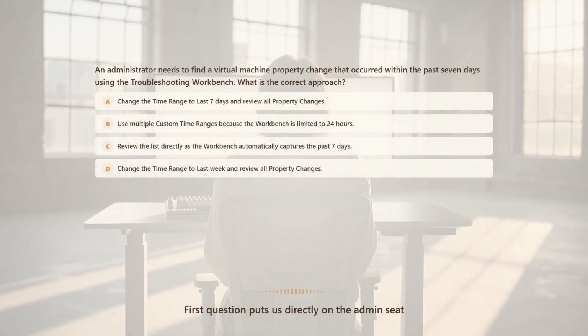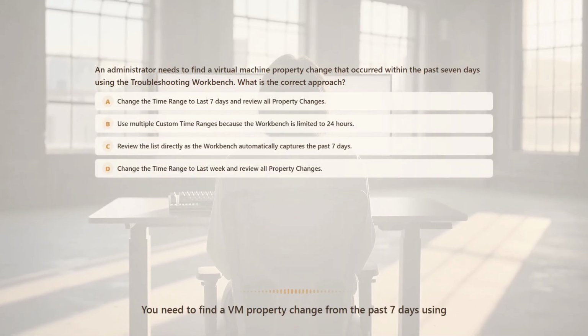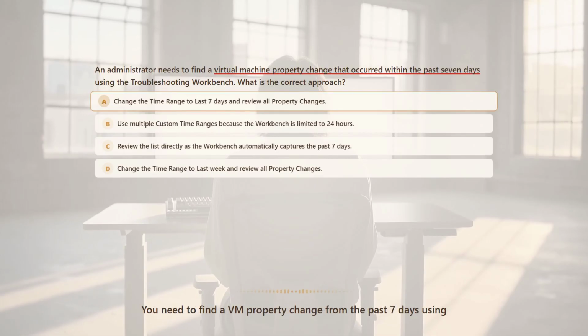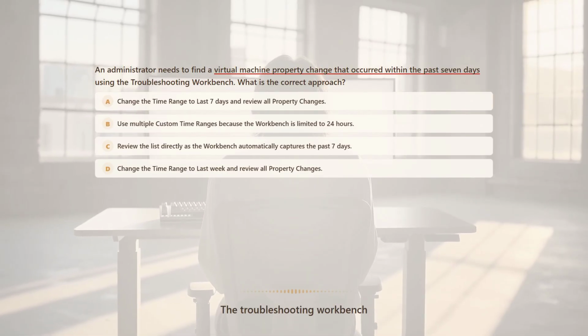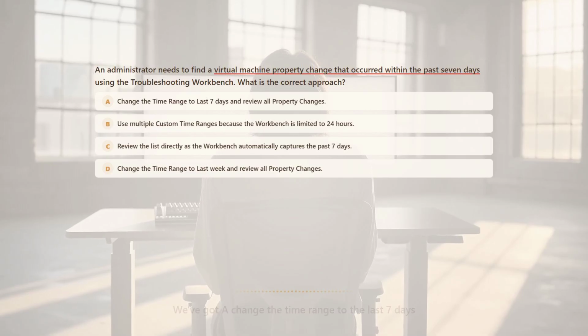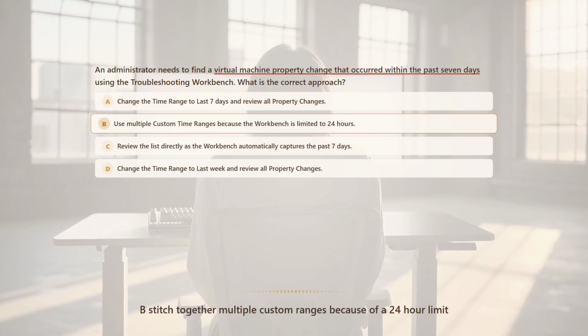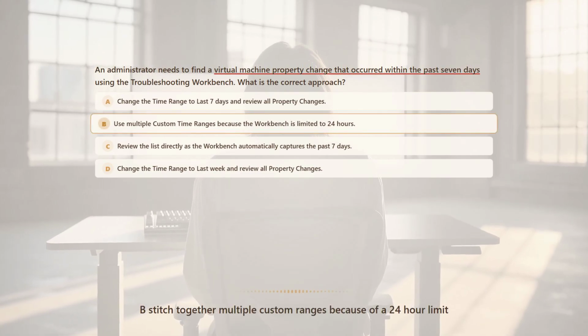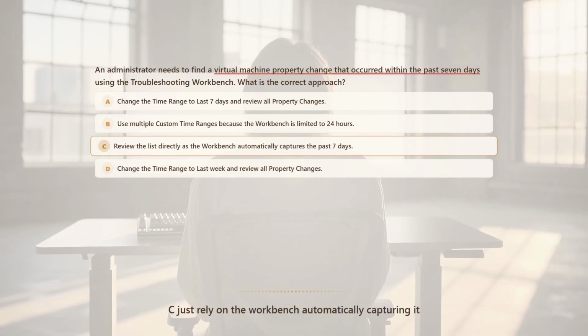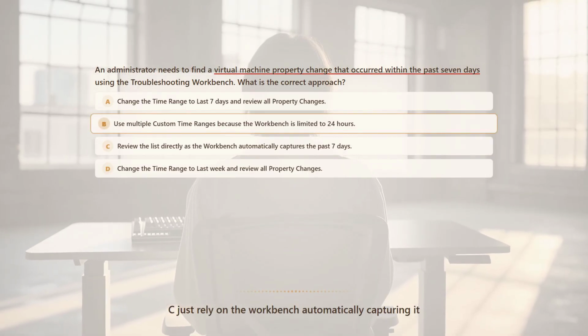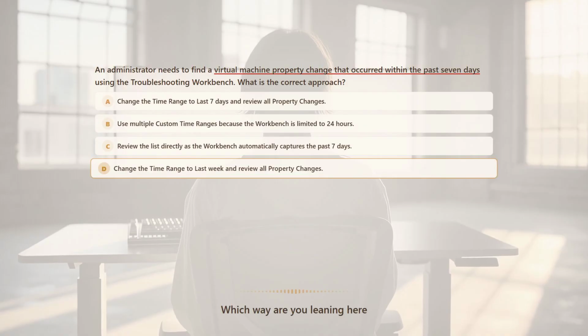First question puts us directly in the admin seat. You need to find a VM property change from like the past 7 days using the Troubleshooting Workbench. Okay, so what are our options for that? We've got A, change the time range to the last 7 days. B, stitch together multiple custom ranges because of a 24-hour limit. C, just rely on the workbench automatically capturing it. Or D, select last week. Which way are you leaning here?